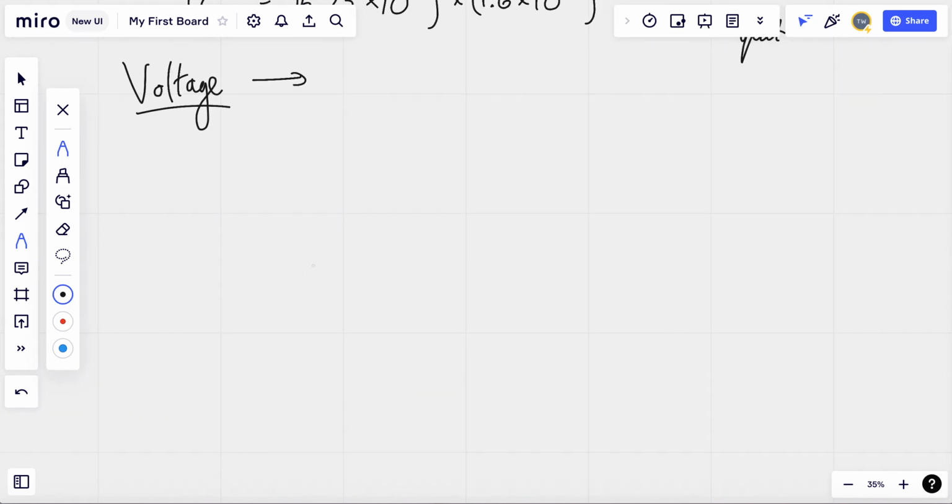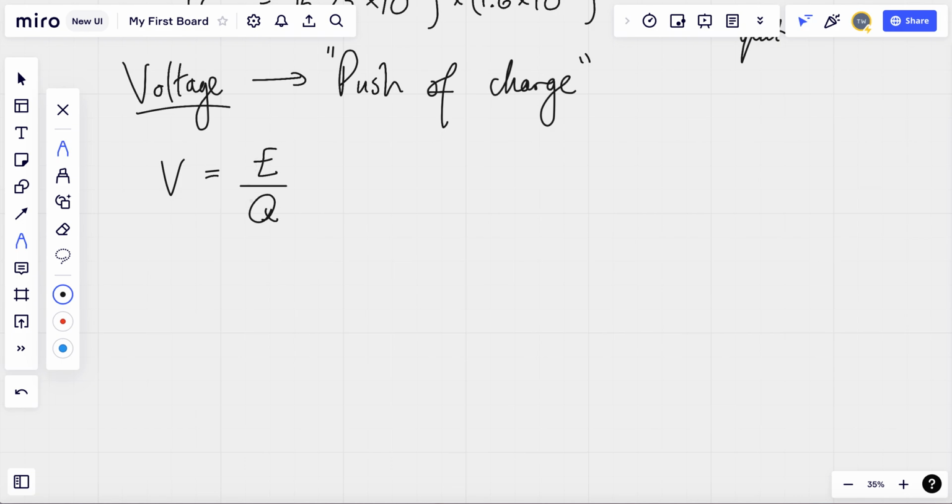So voltage, we can define it in a few different ways. I'll just put here the push of charge. It pushes those electrons around the circuit. So the first thing we can think about is that the voltage is the push, basically the energy given to each electron, and we divide this by how many electrons there are.